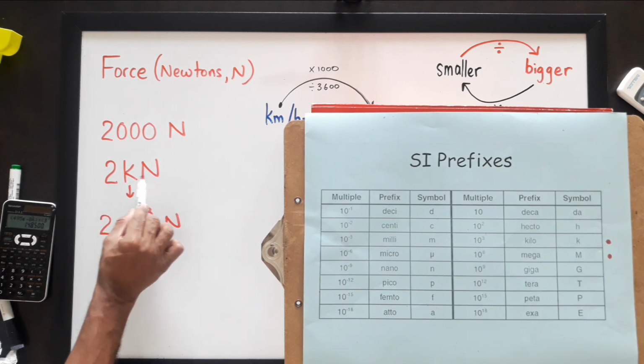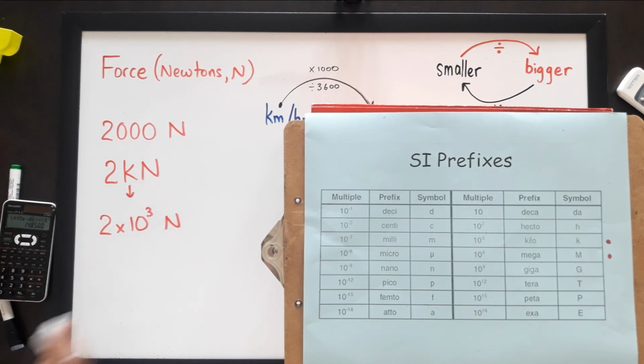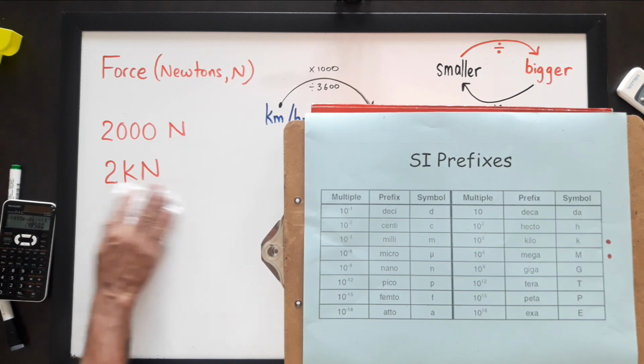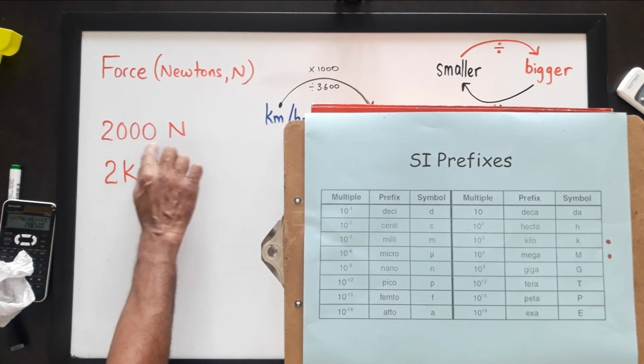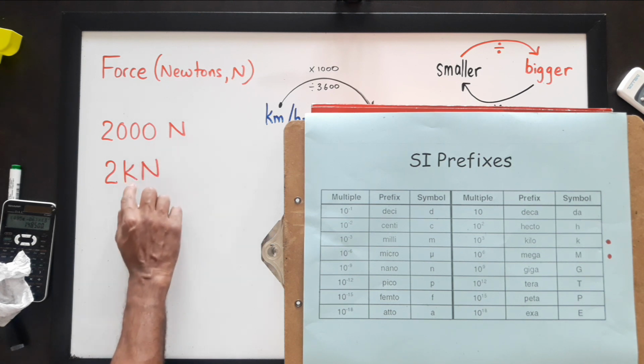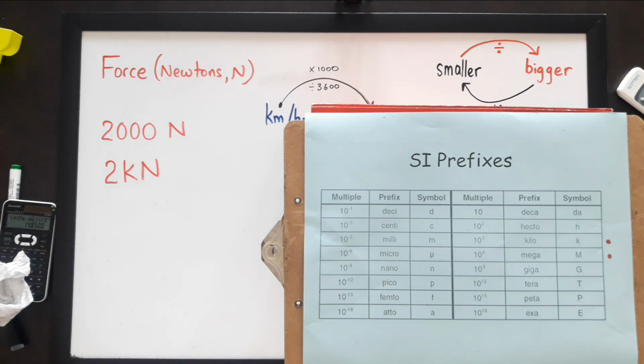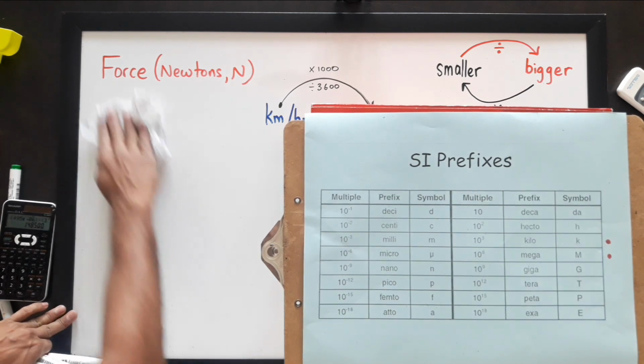So 2 kN, but which one looks neater here? Doesn't this one look neater? Instead of having all these zeros, the 3 zeros, you can just put kN, right? It looks neater. So from the chart, let's do a few examples and we'll find them together.